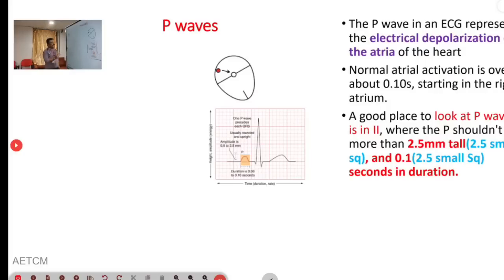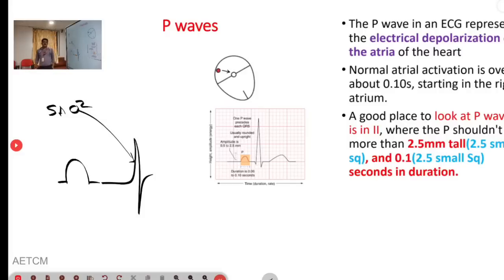First one is the P wave. SA node activation, the electricity from the SA node, will produce a P wave. And that is very important that you should understand. The normal P wave in ECG represents electrical depolarization of the atria; the electricity starts from the SA node. Then electricity goes to the AV node, and there you get the QRS complex. Now, I have already told why we are taking the rhythm strip in lead 2. That is because we can see the P wave properly there. That's why we are taking the rhythm strip.